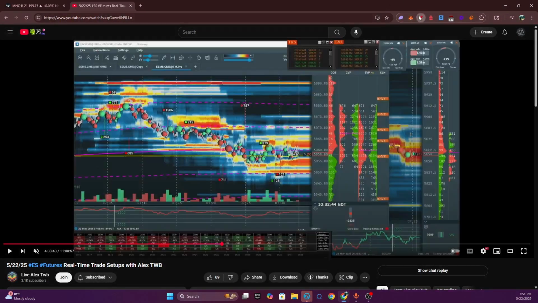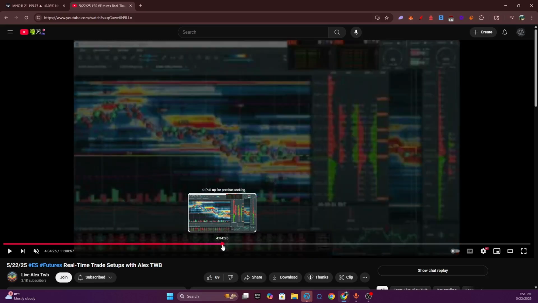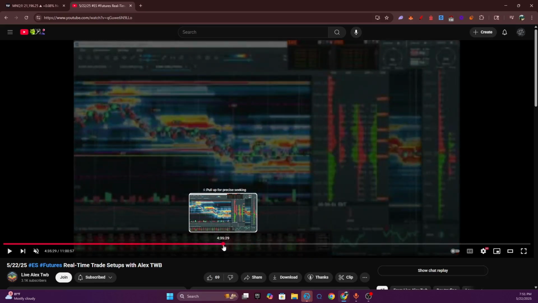You might be wondering why it says 10:30 here. It's because that's EDT and I'm in Central Time, so that is 1 hour ahead. I'm 1 hour prior.